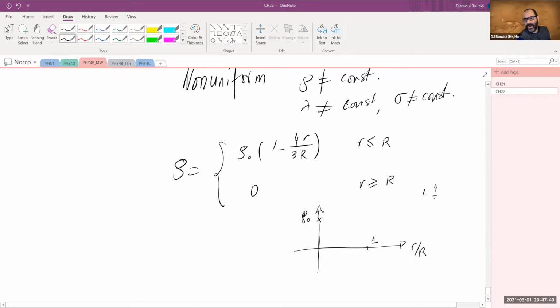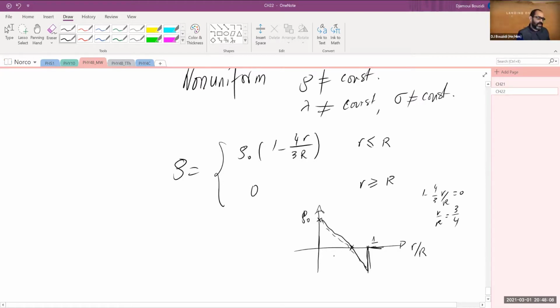It's when 1 minus 4 over 3 times r over R is equal to 0. That means r over R is equal to 3/4, okay? So 3/4 of the way, the charge cancels, at 0.75. So it's going to come out negative like this after that point. Then after that, it becomes 0. So there is a jump in here, and the function is not continuous.